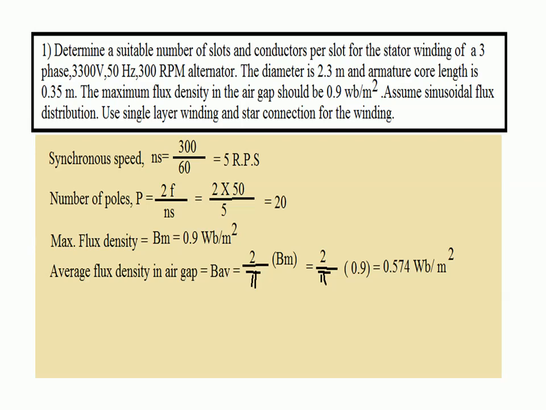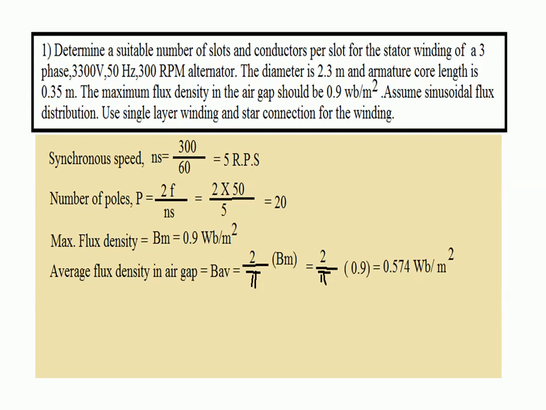The diameter is 2.3 m and the armature core length is 0.35 m. Flux density in the air gap should be 0.9 Weber per meter square. Use single layer winding and star connection. This is the problem. Now first you calculate the synchronous speed.